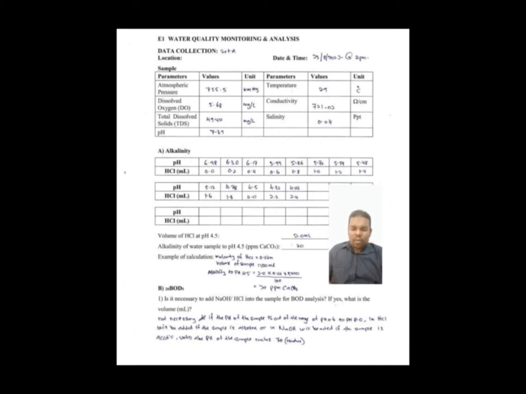For item A, alkalinity, here is the data that has been inputted. From the volume of HCl at pH 4.5, we can say that it is 2.0 ml. So the alkalinity of the water sample to pH 4.5 is 20.